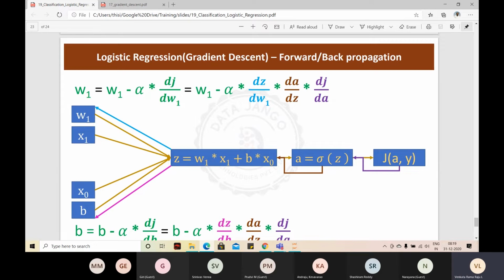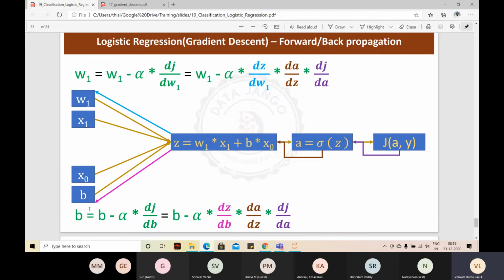You took random values, found out the linear combination, substituted that into the logistic function, found out the logistic value, substituted that into the cost function and found the cost. That is forward propagation. Now you need to tweak this W and B. In our linear regression, what we were doing: theta 1 is equal to theta 1 minus alpha into the derivative of the cost function with respect to theta 1. Theta 0 is equal to theta 0 minus alpha into the derivative of the cost function with respect to theta 0.